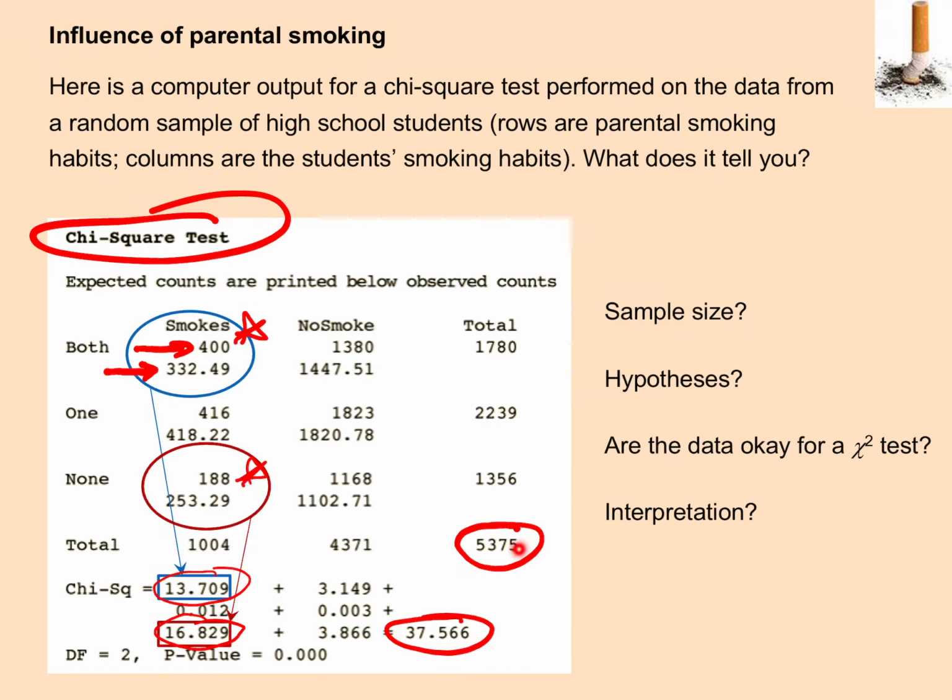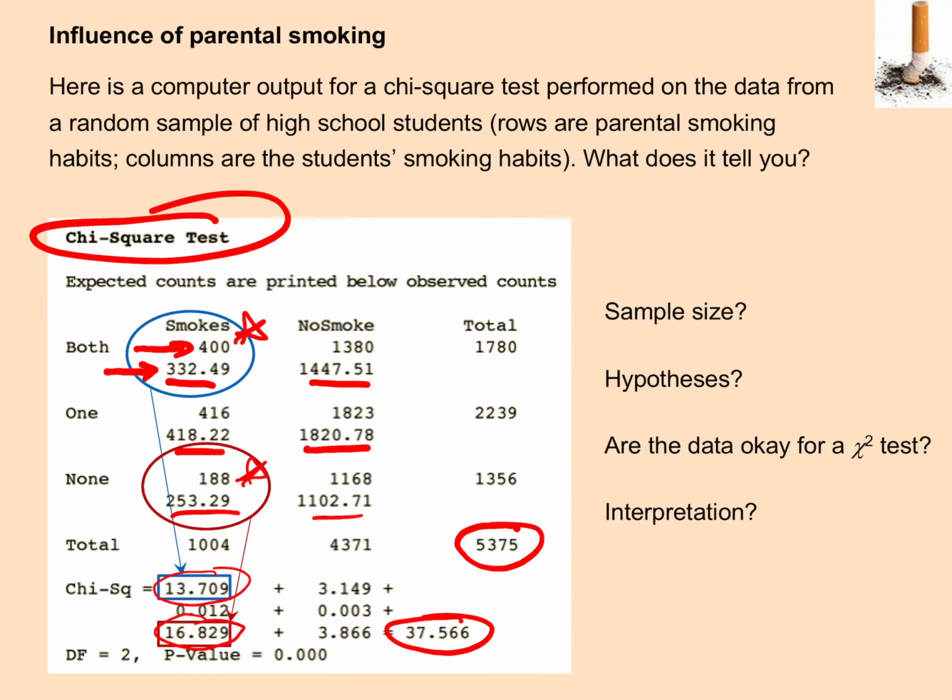Okay, so we see our sample size is 5375. What are our hypotheses? The hypotheses are that there's no association between parental smoking habits and student smoking habits, and that's our null. The alternative is that that's not true. Are the data okay for a chi-square test? Well, they are a random sample, and our expected counts are all greater than 5. You see that here, there's an expected count, expected, same thing. All greater than 5, so we're good there.